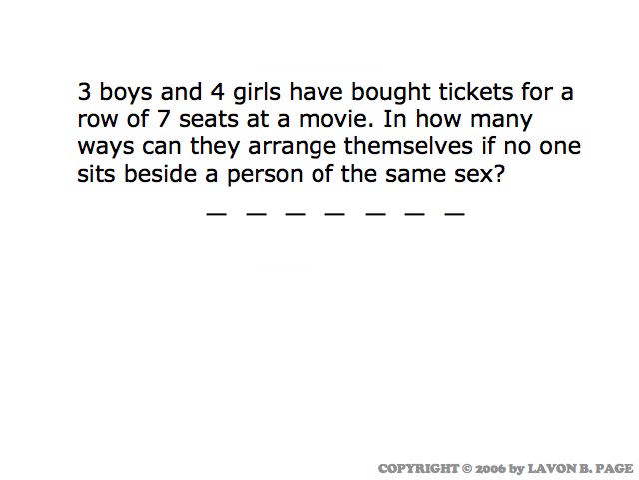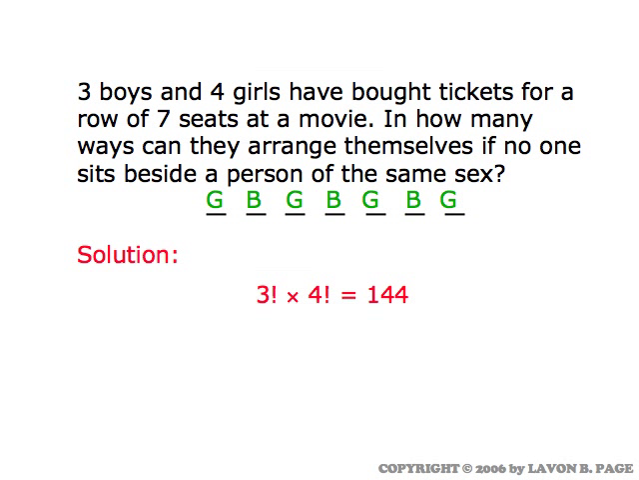Now let's change the rules a bit. Same group of people, 3 boys and 4 girls. Now we want to arrange them so that no one sits beside a person of the same sex. If you think about it, that means we have to put them down in the pattern shown here. Since we have 4 girls and 3 boys, if we're going to alternate the sexes, we have to put the girls on the ends because we have 1 more girl than we do boys. So we have to go girl, boy, girl, boy, girl, boy, girl. No choice about it.